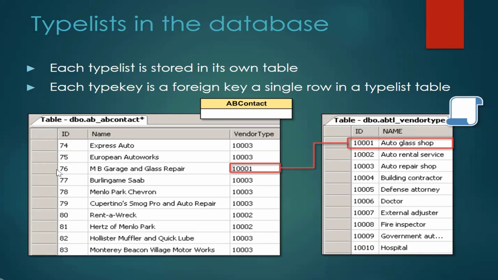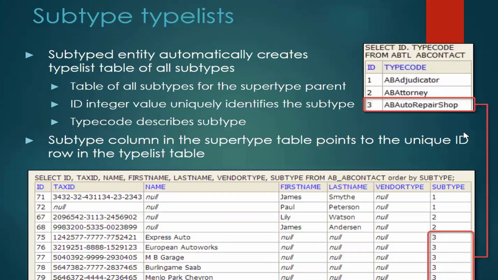Let's suppose, say, object number 76 is selecting Auto Glass Shop for vendor type. So Auto Glass Shop is not stored here. Rather, the ID for the Auto Glass Shop is stored here. That's how this relationship is maintained between the entities and the type list. It will refer the ID section. Okay, got it.